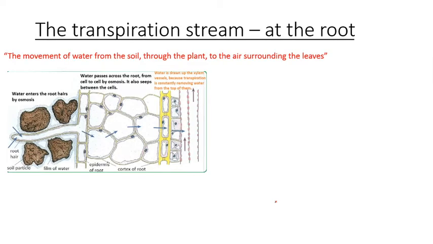Okie doke. Definition in red. The transpiration stream is the movement of water from the soil through the plant to the air surrounding the leaves. So through the plant, what does that mean? It means through the root, through the stem, through the leaf, and out to the air.